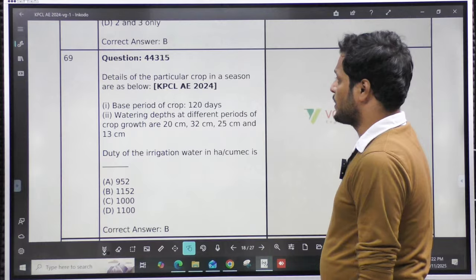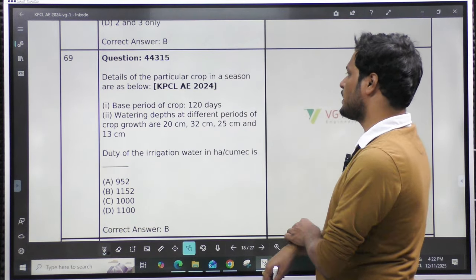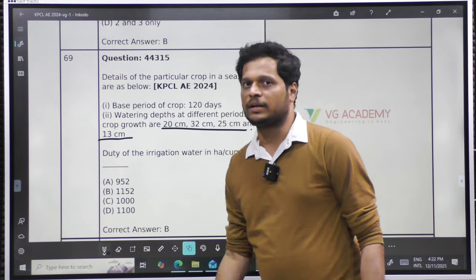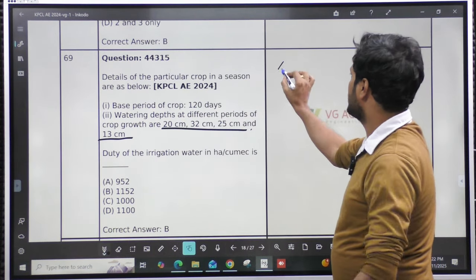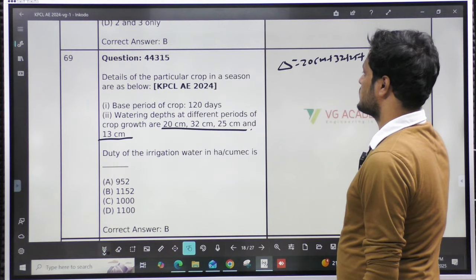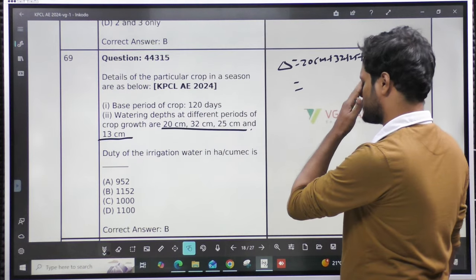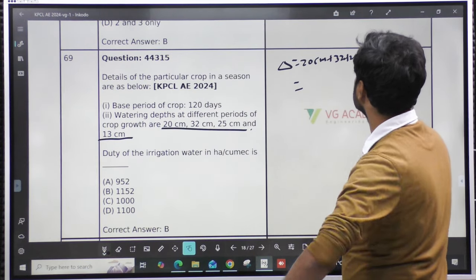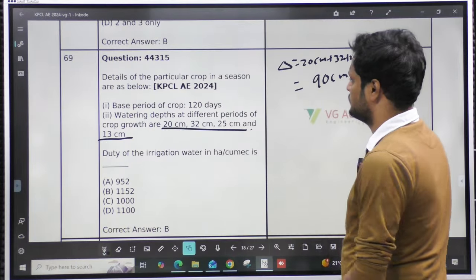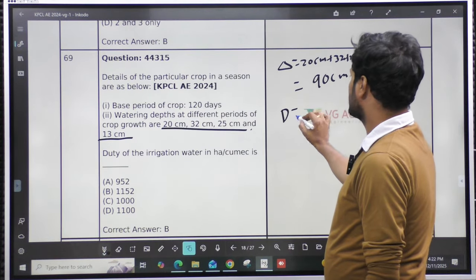Details of a particular crop in a season: base period, water depths, duty. So water depths at different periods. If you calculate the total amount of water we supply, we get the delta. So delta is equal to 20 centimeter plus 32 plus 25 plus 13, 52, 72, 77, 87, 90, 90 centimeters. So we want duty.